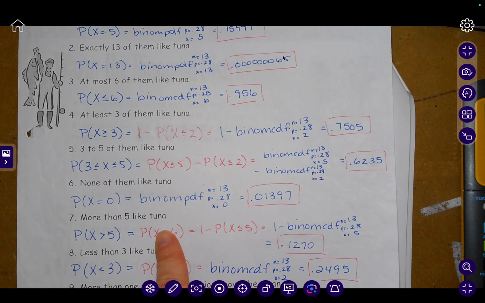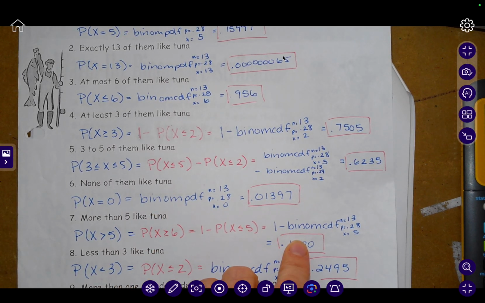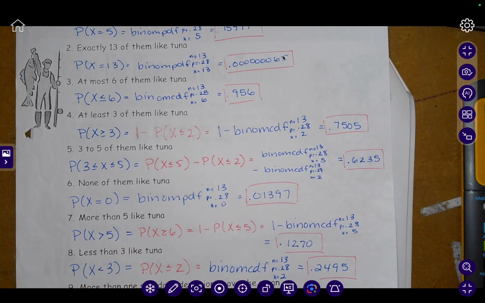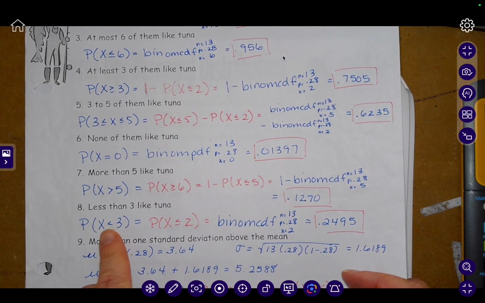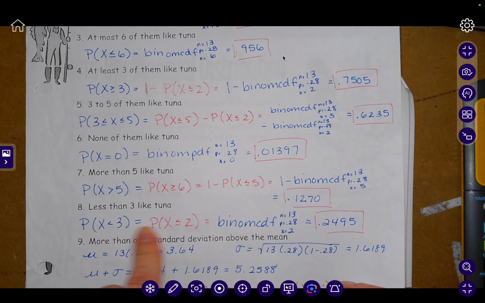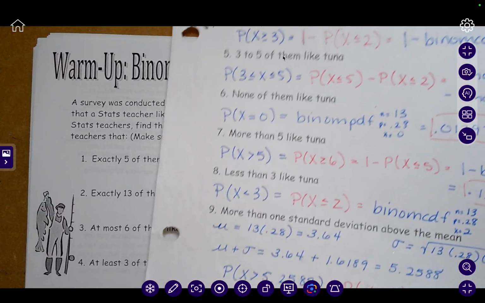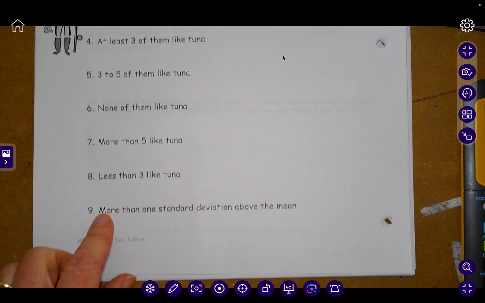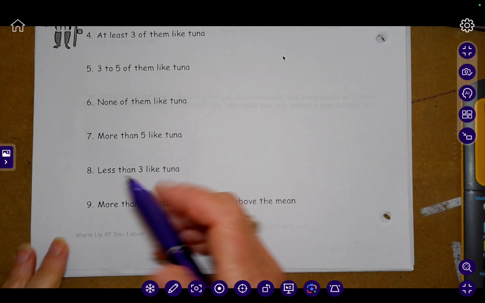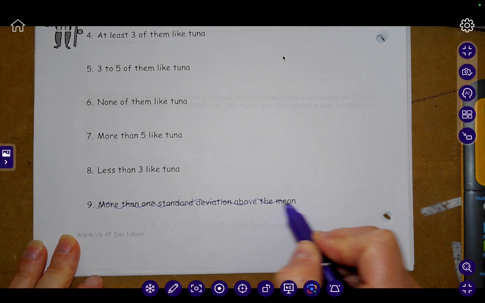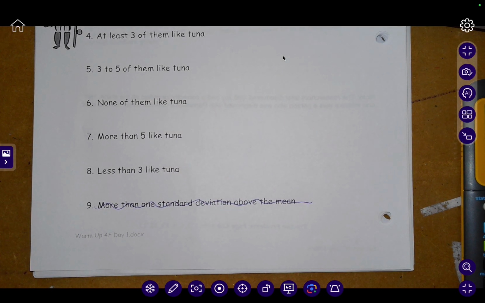So again, what I haven't read, you don't need to do. Greater than 5 does not include 5, so it's like saying greater than or equal to 6. So you want to subtract everything up to 5. So you get that answer right there. Less than 3 is like less than or equal to 2. There's that answer. And then I forgot to get rid of this one. You probably don't know how to do that one yet. I need to erase that. One of these days I will remember, because we didn't talk about those things yet. Okay? All right.